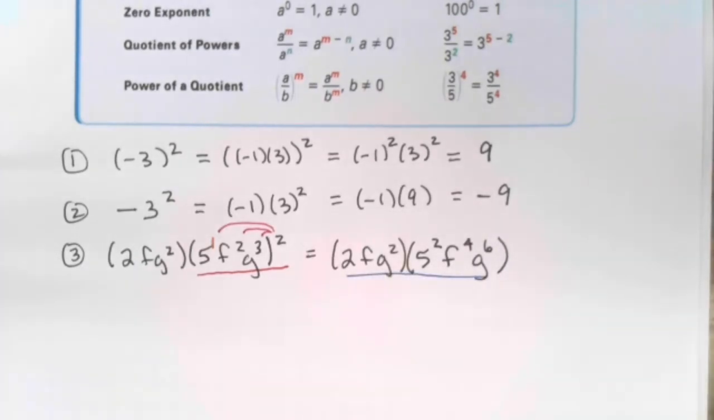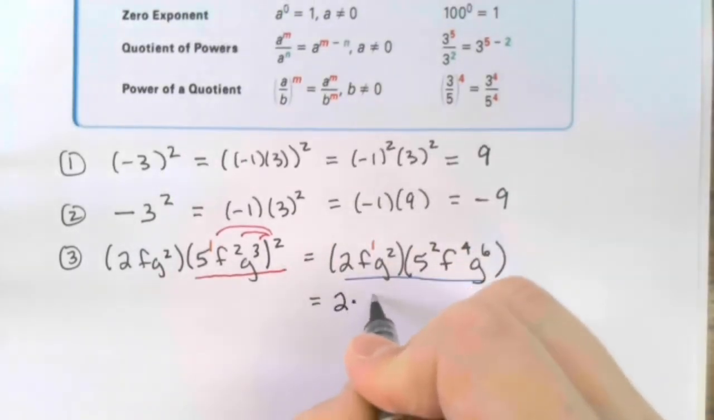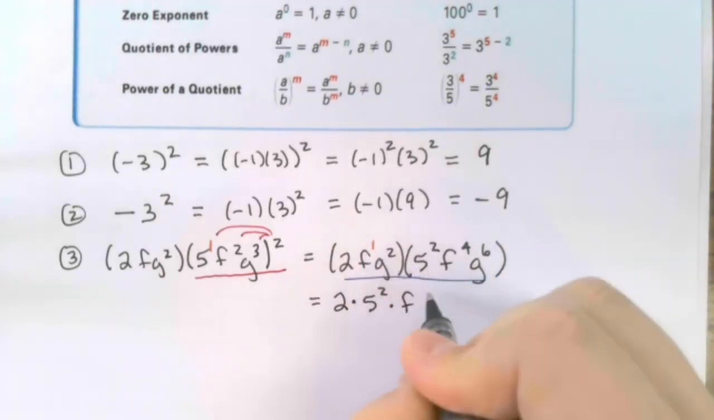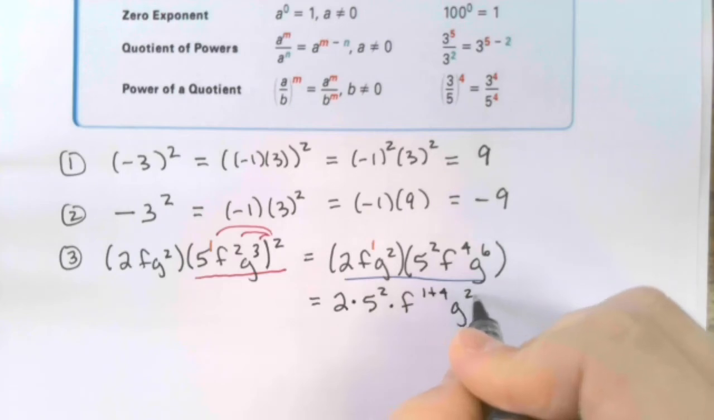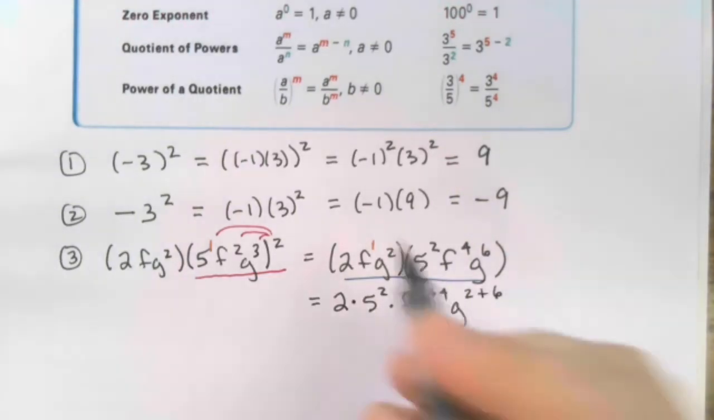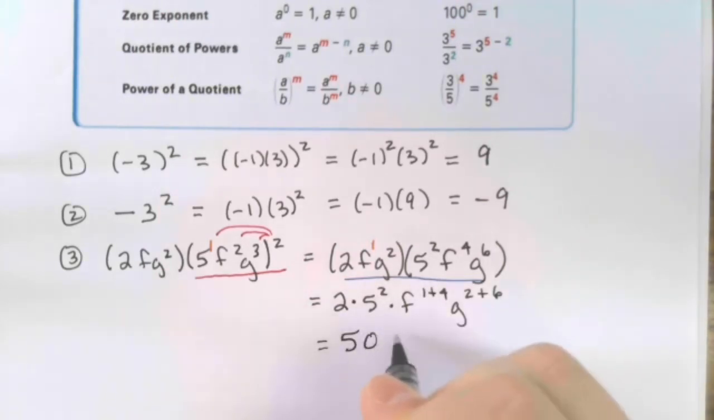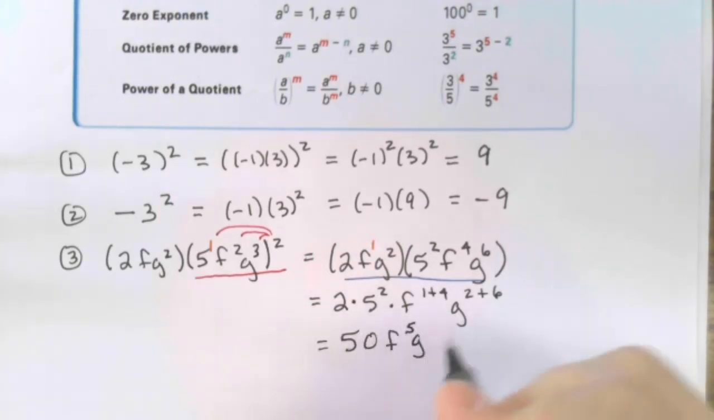So product of power rule says keep the base, add the exponents. Remember that f has a power of 1. Now, product of a power rule doesn't affect the numbers. So we still have a 2 times a 5 squared. They don't change each other, but we have f to the 1 plus 4, g to the 2 plus 6. Simplifying further, 5 times 5 is 25, times 2 is 50, f to the 5th, g to the 8th. And that is your answer.